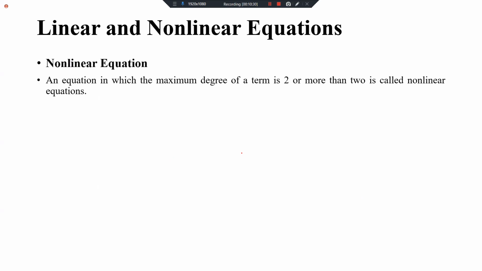Let's see about the nonlinear. In the nonlinear equations, not the maximum, actually the minimum degree is 2, and there can be even higher degrees in that equation. Okay, I will change that. This should be a minimum. Okay, clear now? When I upload the lecture notes, I will correct that. Okay.